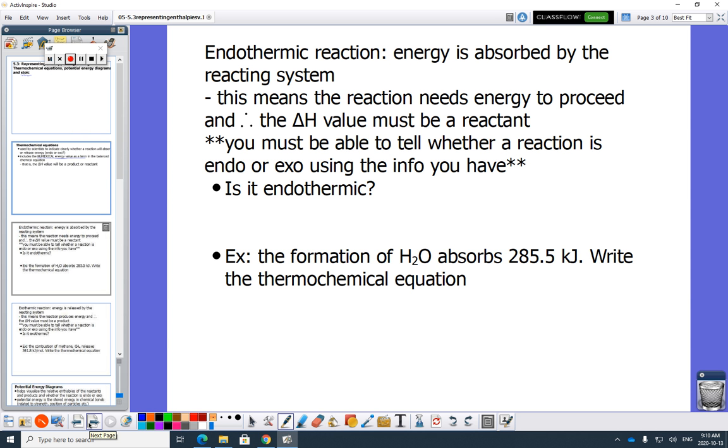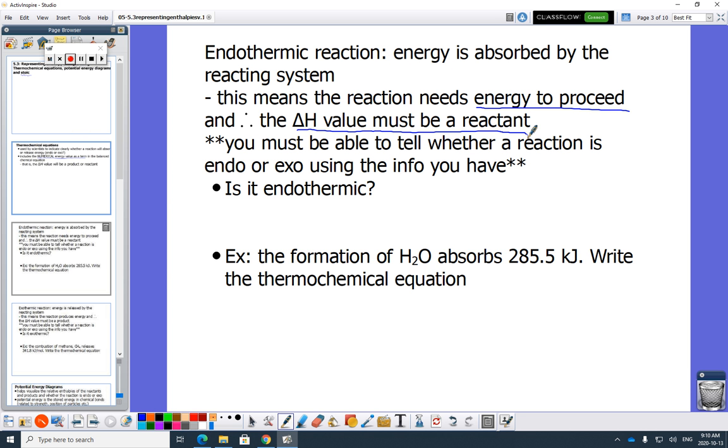Okay, so for endothermic, energy has to be absorbed by the reacting system. So the energy is required for a reaction to go or proceed. That means the delta H value is going to be a reactant. And you have to decide. It's not going to say in an endothermic reaction, etc., write the thermochemical equation. You have to, based on the information you're given, decide if it's endothermic.